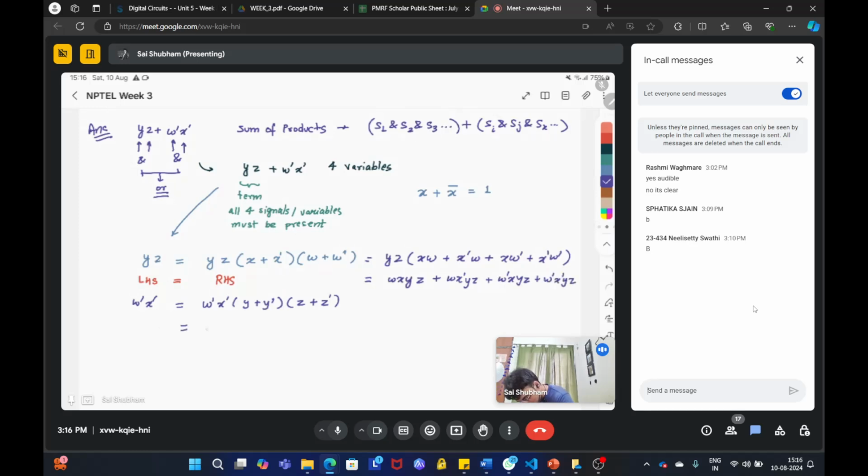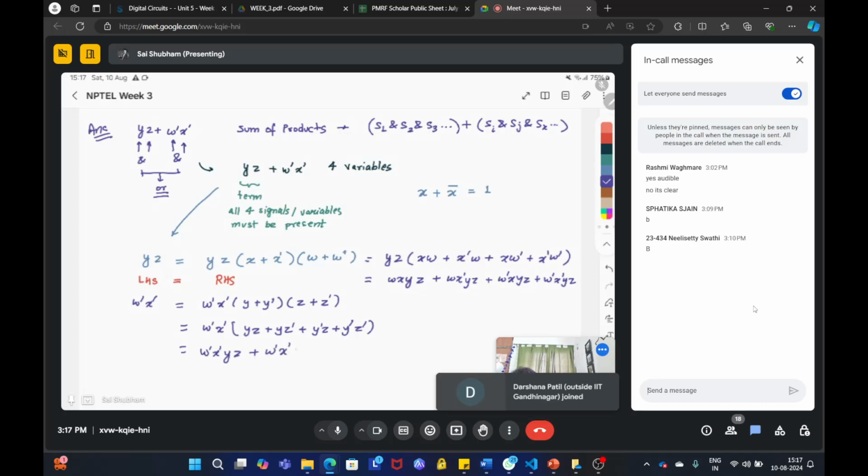Similarly, this is equal to w dash x dash times yz plus yz dash plus y dash z plus y dash z dash. So this is w dash x dash yz plus w dash x dash yz dash plus w dash x dash y dash z plus w dash x dash y dash z dash.